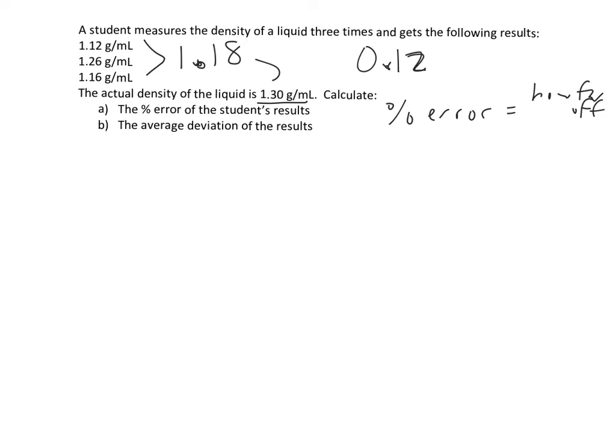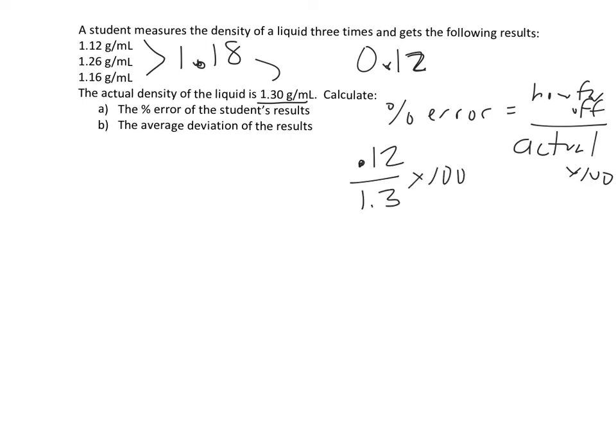It all depends on what the correct number is. If you're off by 0.12, it doesn't sound like much, but what if the answer is 0.2? Then that's a considerable amount to be off if the number is much smaller. So it's how far off you are over the actual or theoretical answer, and then times 100 to make it a percent. So the percent error is simply 0.12 divided by 1.3, and then we multiply that by 100 to get our percent error.